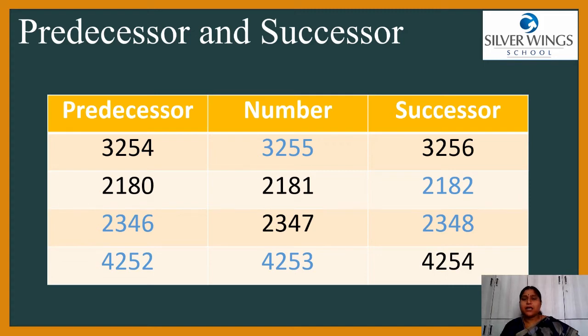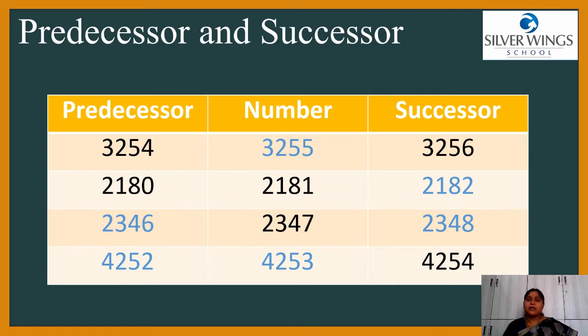Next row, in blue color I gave 2182. Suppose that number's successor is 2182, then, since successor means just after number, what number will come before it? 2181. What is the predecessor? The predecessor of that number 2181 is 2180. Okay.